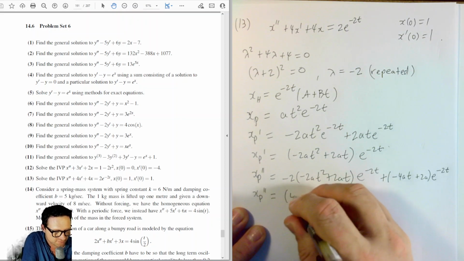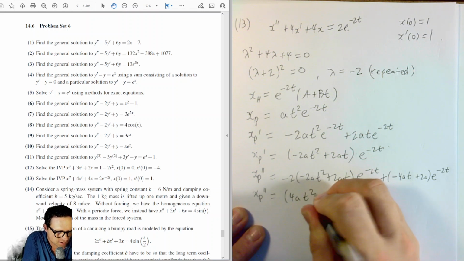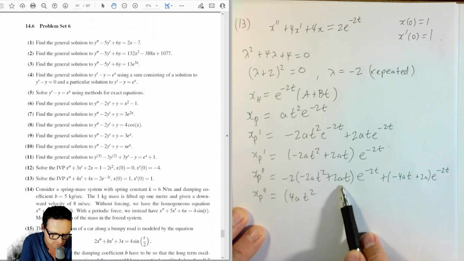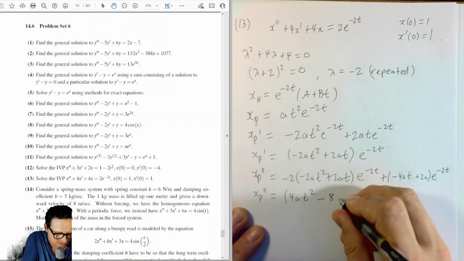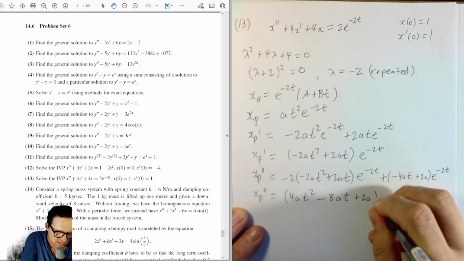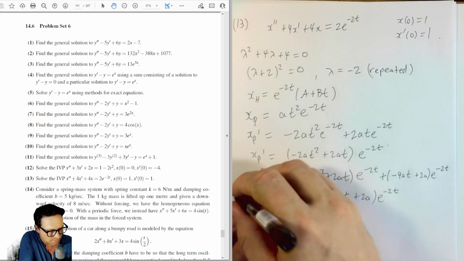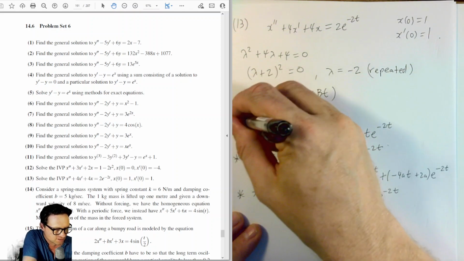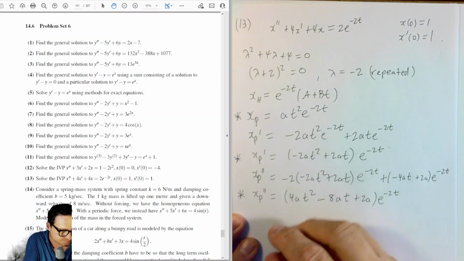So here we have 4a t squared. Then we have minus 4at. But we also have a minus 4at here, so that gives us minus 8at. And then we have a plus 2a, and that's all times e to the minus 2t. All right, let's put an asterisk here, and here, and an asterisk here. Okay, so these three we sub into the left-hand side.